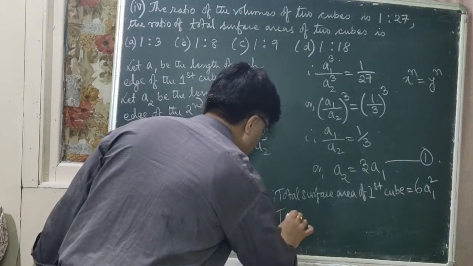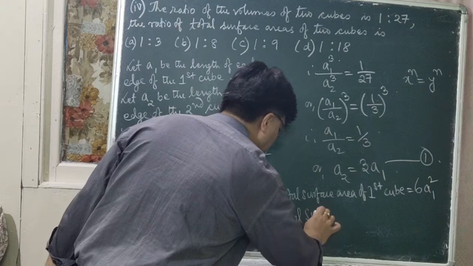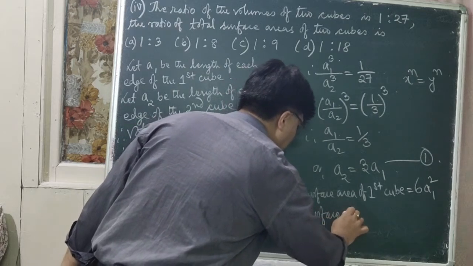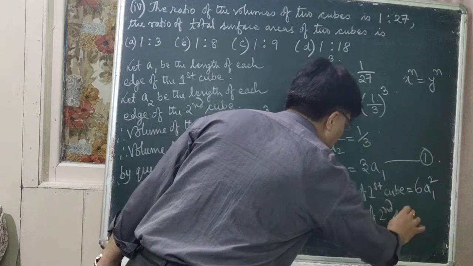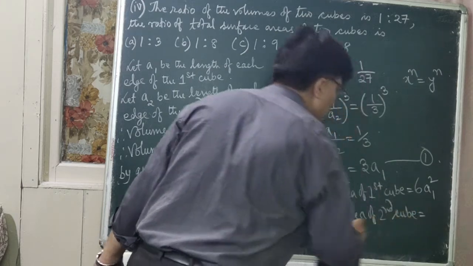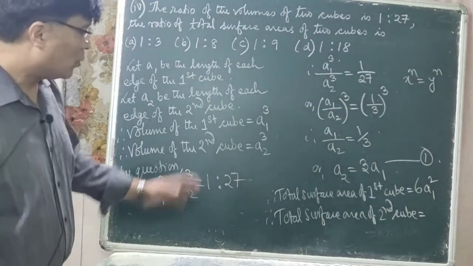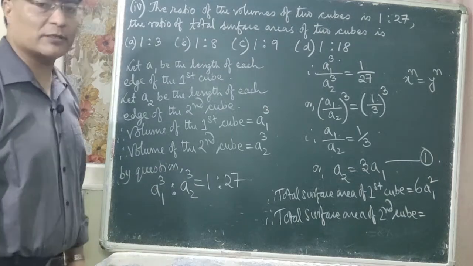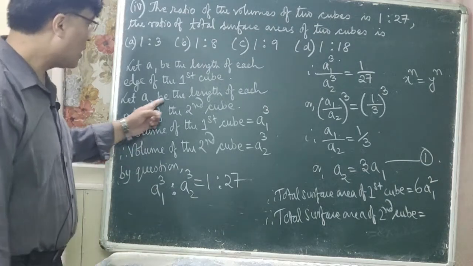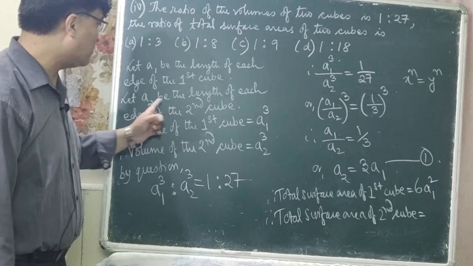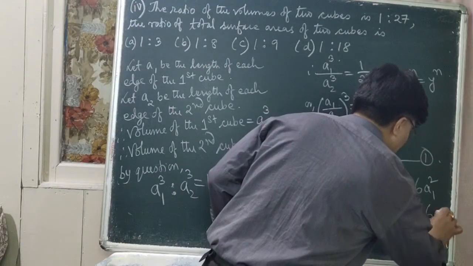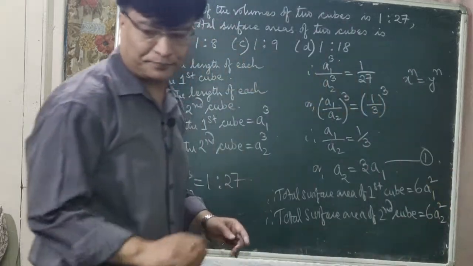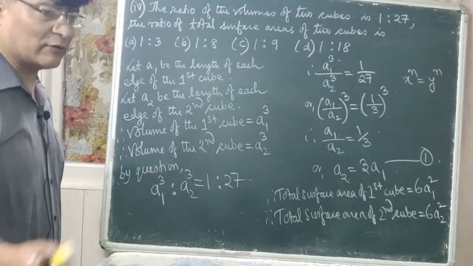Again, total surface area of second cube. Similarly, what is the total surface area of the second cube? What is the length of each edge of the second cube? It is A2. That means it is 6A2 square. Is that clear? Now let us find out the ratio.